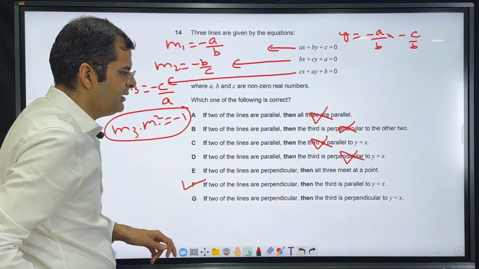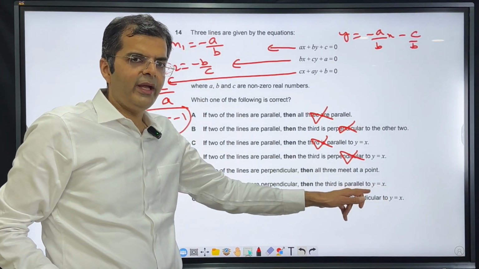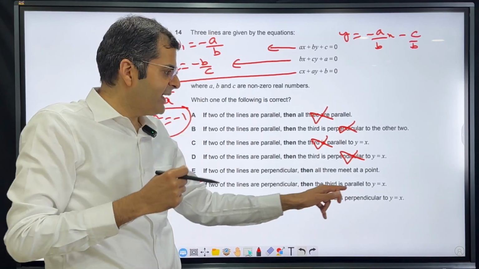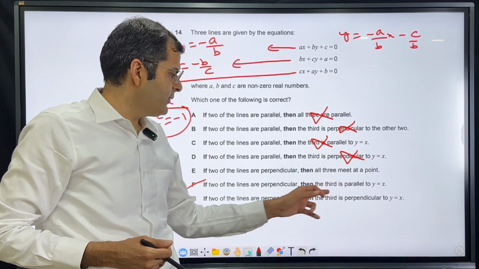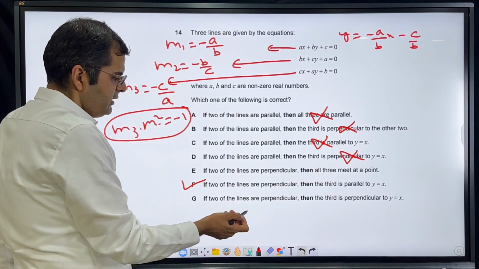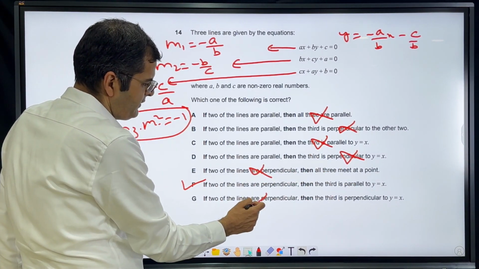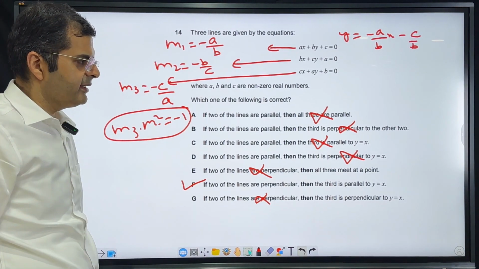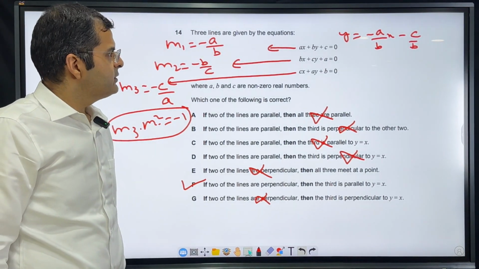This is the right answer, because if the slope of this line is 1, it is parallel to y equal to x. So if two of them are perpendicular, then the third is parallel to y equal to x. So F is correct. That means I need not even check for E and G. They will be incorrect only. So that's how you solve this.